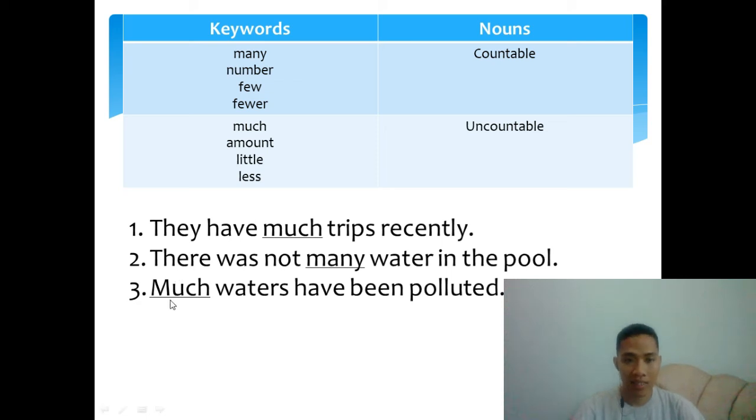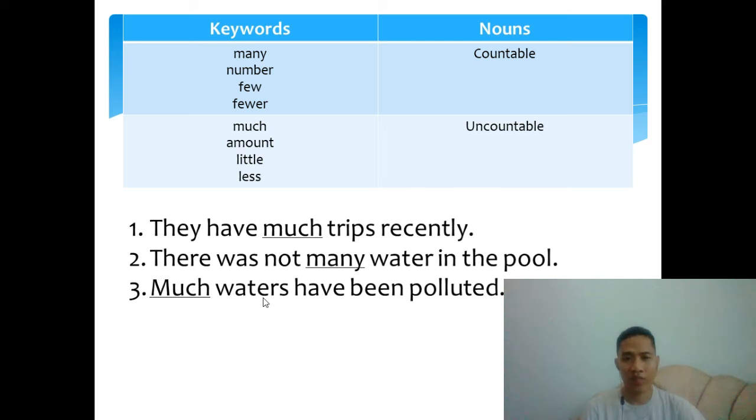Number 3 is a different case. Much is underlined. It means that this is the problem. Water plus s, not underlined. It means that there is no problem with waters. Okay, so remember, a noun with s must be countable.